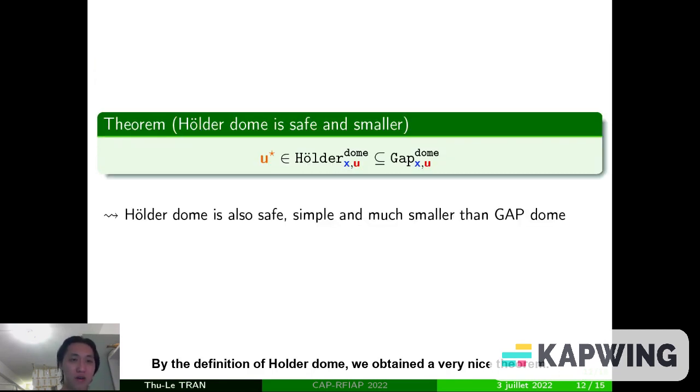By the definition of the Holder dome, we obtain a very nice theorem. The theorem contains two parts. In the first part, it's clear that U star belongs to the Holder dome. Due to the previous lemma, this is quite obvious. The second part is quite more interesting: the Holder dome is actually a subset of the gap dome. From this result, we can say that our Holder dome is safe, simple, and much smaller than the gap dome.